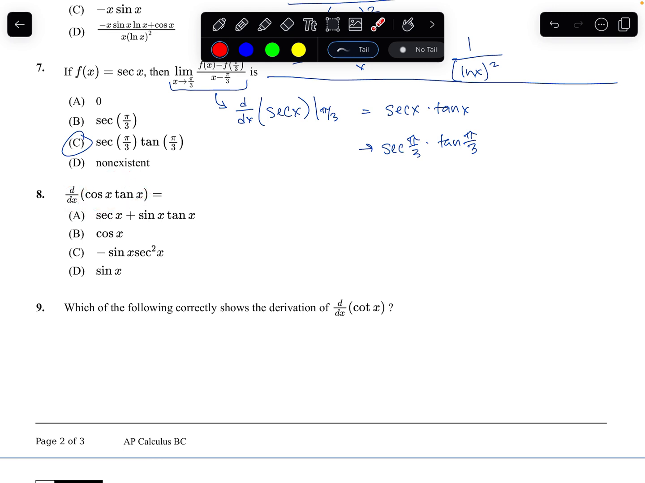All right, for 8, d dx of cosine of x times tangent of x. Oh, I know you guys are going to hate this one, because you're going to use some trig identities, so this is going to be fun. All right, so let's make this easy. So this is the same thing as, so cosine of x times tangent of x is cosine of x times sine of x over cosine of x.